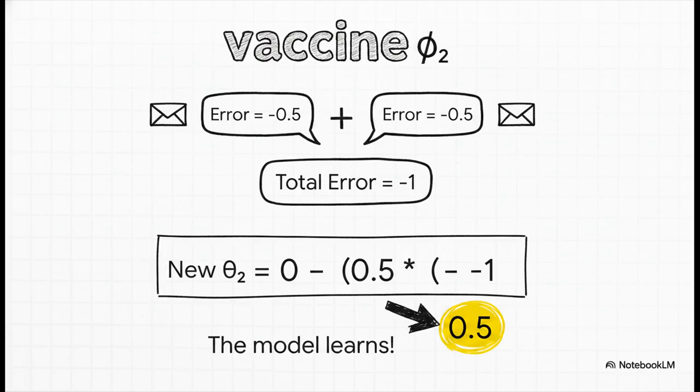Now we just plug it into our formula. The new theta 2 is the old one, which was 0, minus our learning rate, 0.5, times that total error, -1, and a little bit of math, and boom, the new theta 2 is 0.5. Our model just learned something.